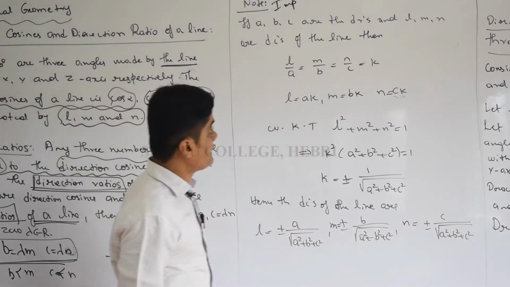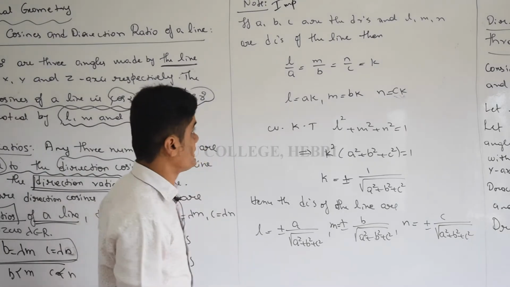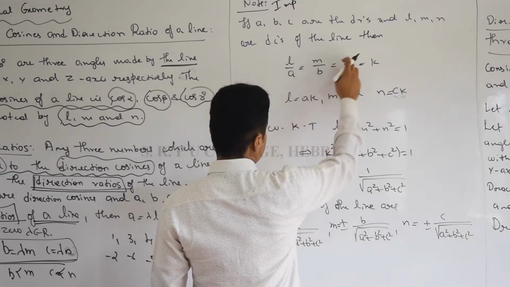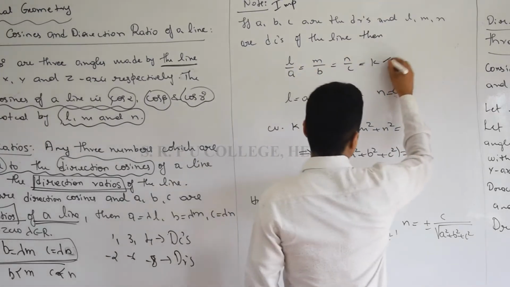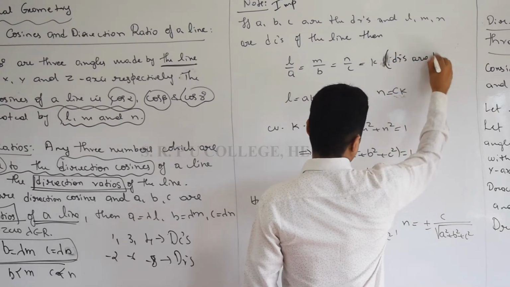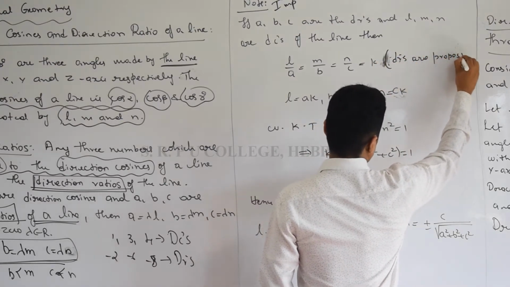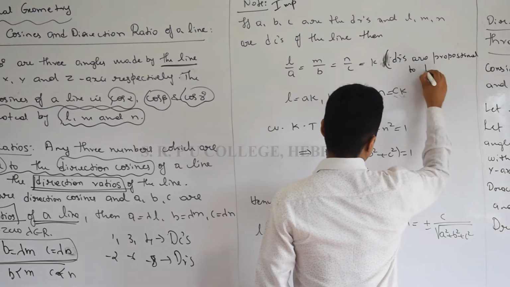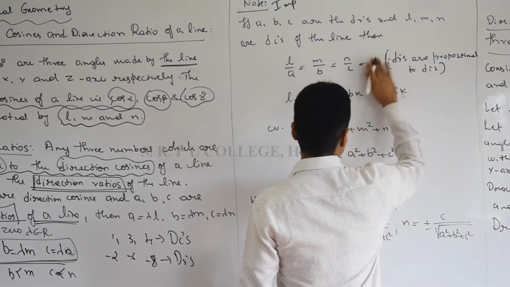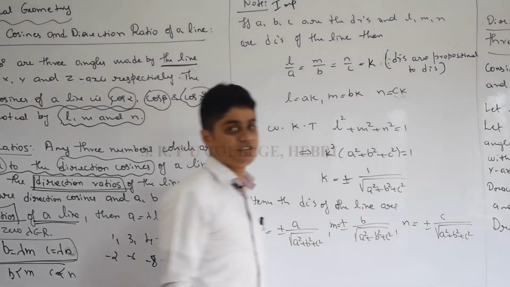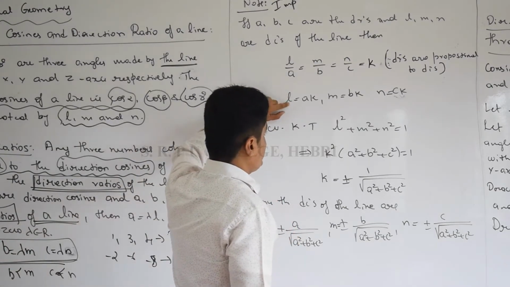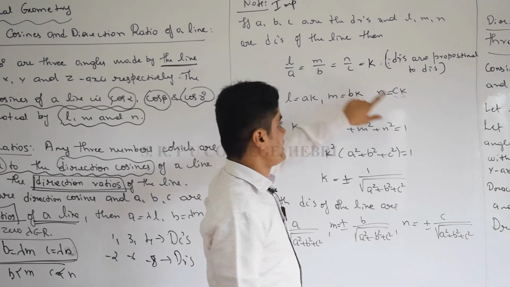Note, a very important note, remember it. If A, B, C are the direction ratios and L, M, N are the direction cosines of the line, then you know that L by A, M by B, N by C is equal to K. Why? What is the reason? The reason is that direction ratios are proportional to direction cosines. To write like this, directly proportional, is already used in physics and in maths in the previous year. So we can write L is equal to A into K, M is equal to B into K, N is equal to C into K.